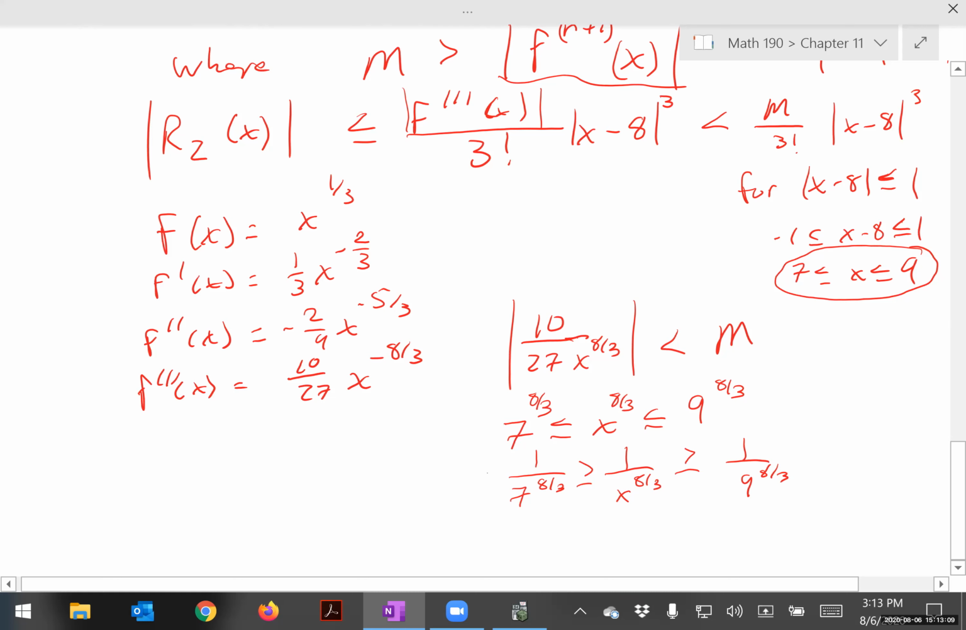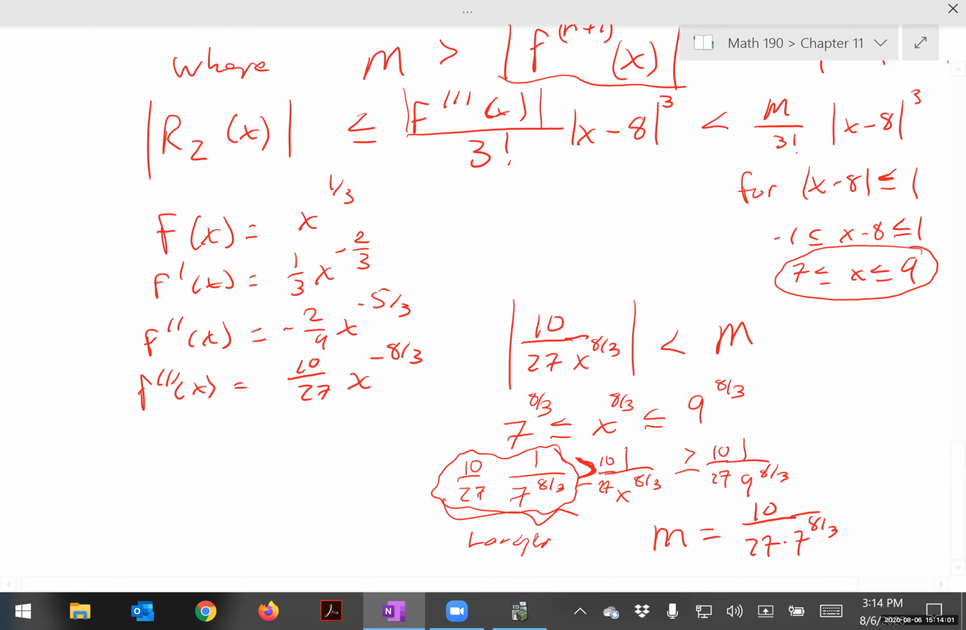Now we're going to multiply everything by 10 over 27. Which one's the bigger one now? Which one's the biggest one? Isn't this the larger of the two numbers? Isn't this thing bounded above by this number now? Yeah, absolutely. So that's what M is. I'm going to say M is equal to the larger number, because the inequality flipped, and this is 10 over 27 times 7 to the 8/3 power. That's what M is going to be, our bound. It's going to be bounded by this thing.